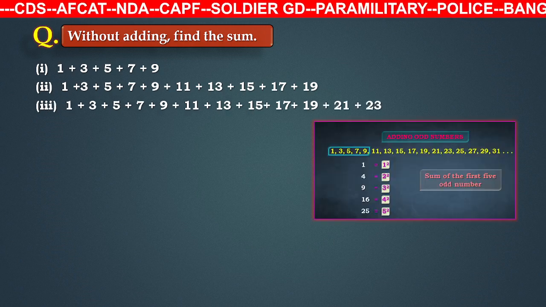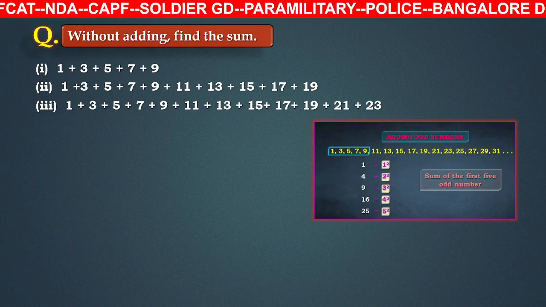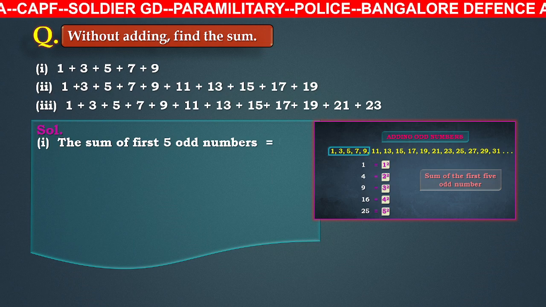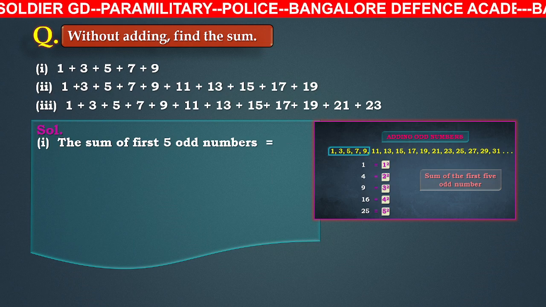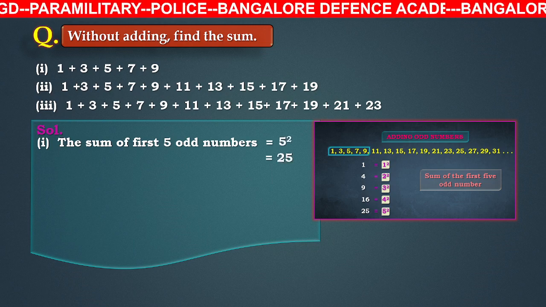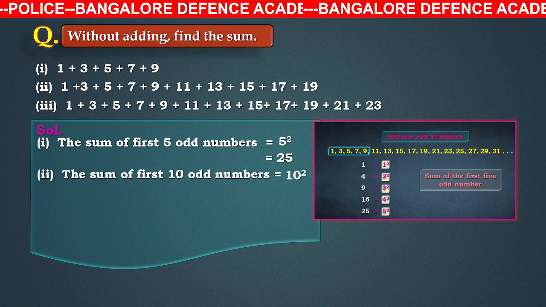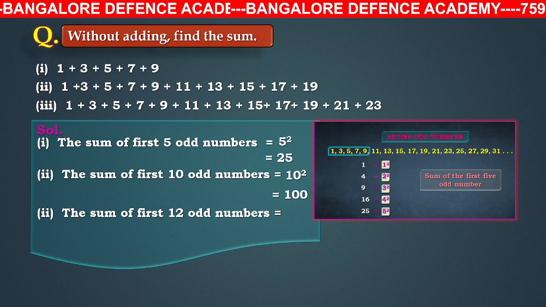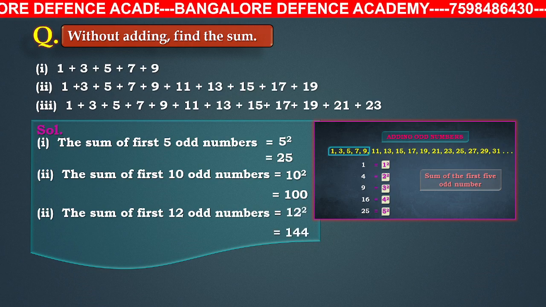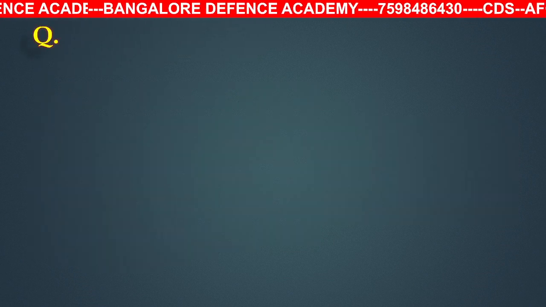Here you can count the odd numbers. This property we have just done a few minutes back. So the first question, the sum of the first 5 odd numbers is 5 square, that is 25. Next, the second question, the sum of the first 10 odd numbers is 10 square, that is 100. And the third one is 12 square, that is 144. I hope you understood the shortcut.